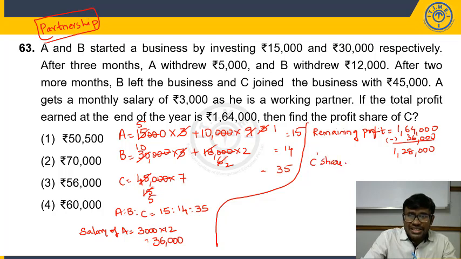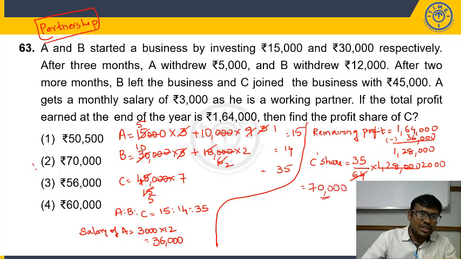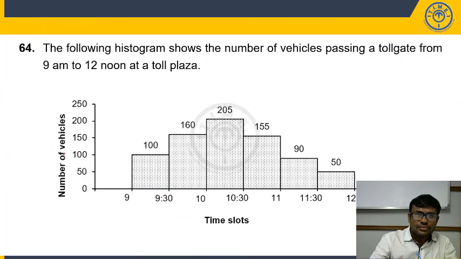So he's asking for the share of C. The ratio for C is 35. So 15 plus 14 is 29, 29 plus 35, that is 64, into 1,28,000. So 64 twos are 128, so 2000. So 35 into 2000, that is 70,000. So the share of C becomes 70,000. Which option? Option number 2 is the answer. Clear? Let's get into the next question. So it's a DI question again, and it's a histogram question.